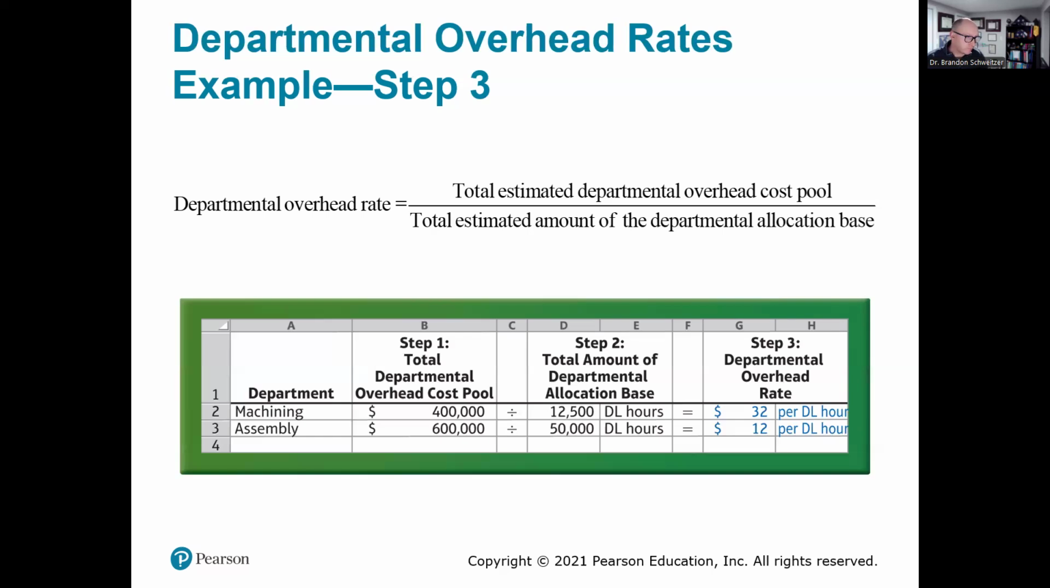labor hour. And we follow that same process for the assembly department: $600,000 of estimated overhead for the year, divided by 50,000 direct labor hours for the year, giving us $12 per direct labor hour of department overhead rate for the assembly department.